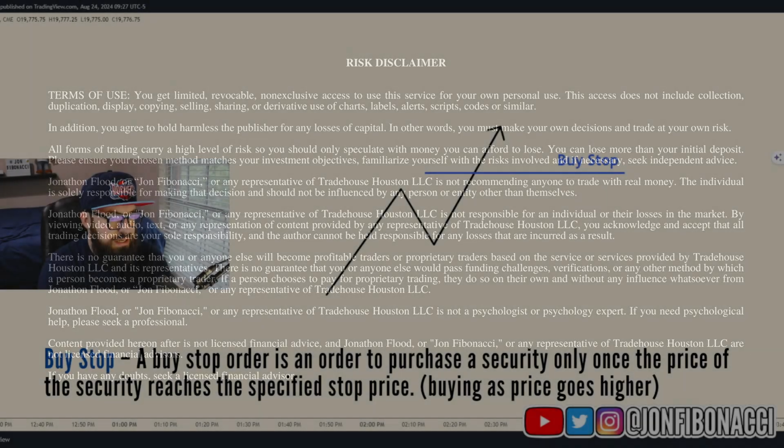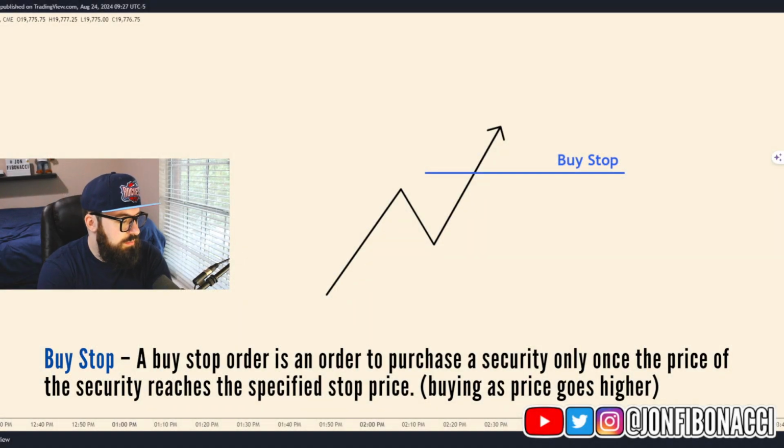So first up is the buy stop. What is that? A buy stop order is an order to purchase a security only once the price of the security reaches the specified stop price. In layman's terms, you're buying as price goes higher. So you can see with the little image here, this is as the candlesticks would be forming, or a line chart, whatever. If this is price and you think it's going to continue higher, a buy stop is where, if the market, say, is down here, you put in a buy stop that is above the market.